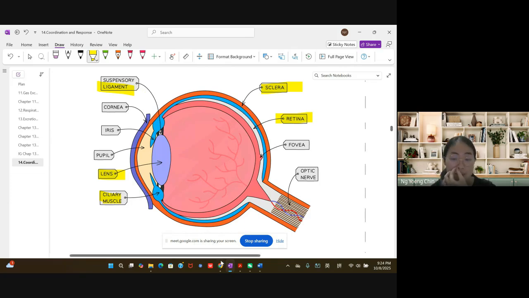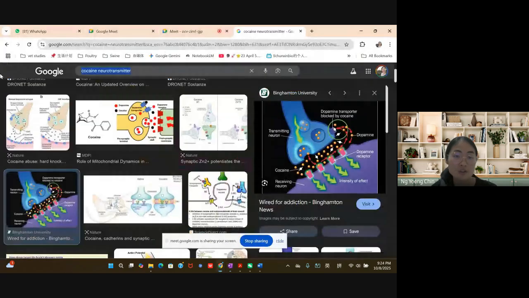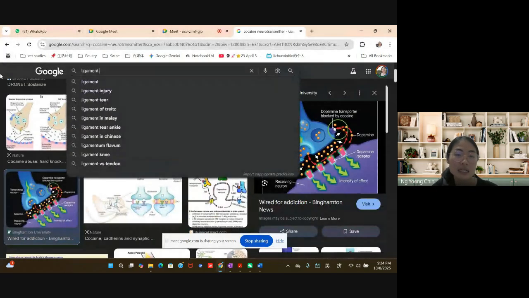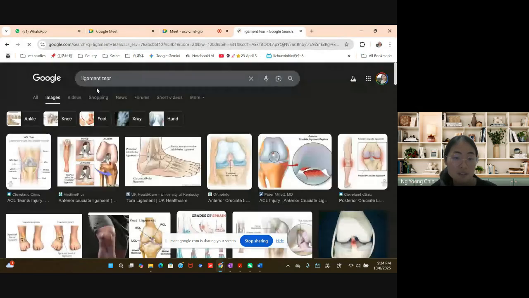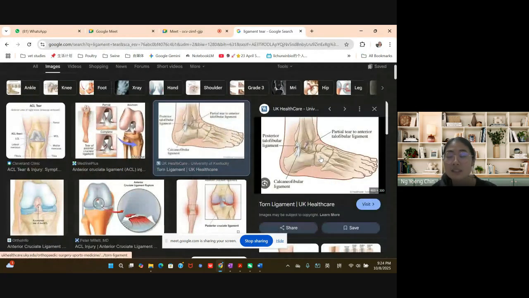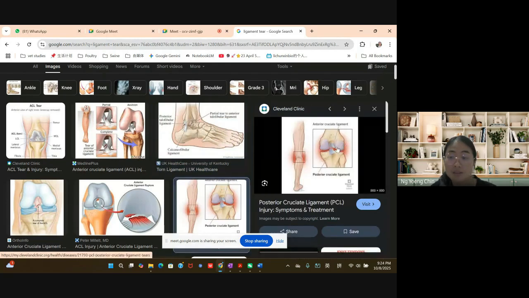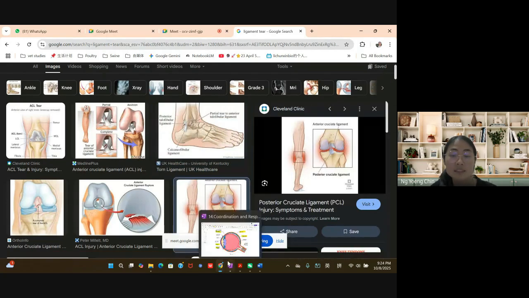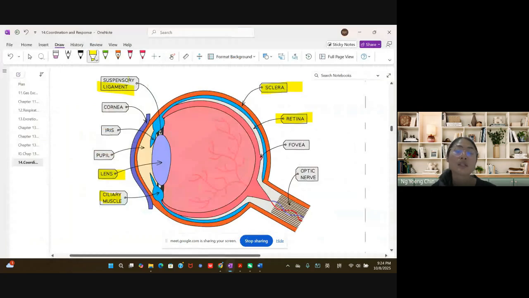Let me show you a ligament. You have a ligament on the ankle also, like this. See, a ligament. Okay, you can see. This is a ligament. It's a type of connective tissue. Usually, they help to connect bone to bone. So in the eyes, you also have a ligament. It helps to connect the muscle to the lens.